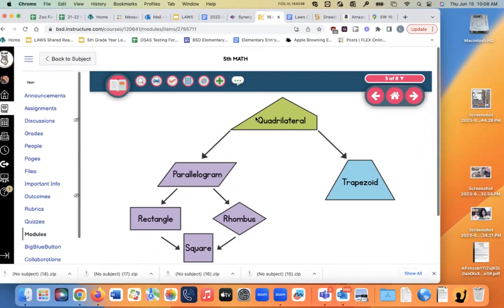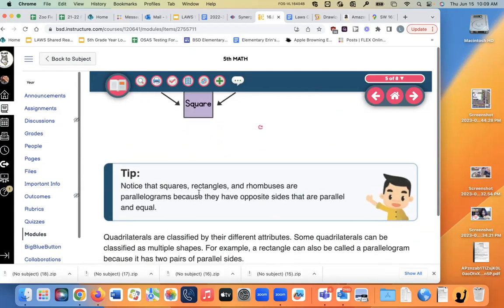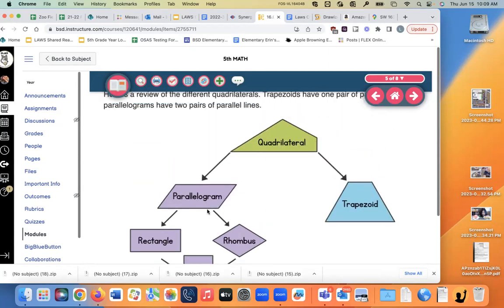Let's look at the whole chart. A quadrilateral is a 4-sided shape. If 2 of the sides are parallel, it's a trapezoid. If it has 2 sets of parallel sides, you can see this side and this side are not parallel, but in this shape they are, then it's a parallelogram. If it's a parallelogram, it could be a rectangle if you have 4 90-degree angles, but if you don't, it's a rhombus, and it has to have 4 equal sides. And then there's a square, which is both a rectangle and a rhombus. Tricky. Notice that squares, rectangles, and rhombuses are parallelograms because the opposite sides are parallel and equal.